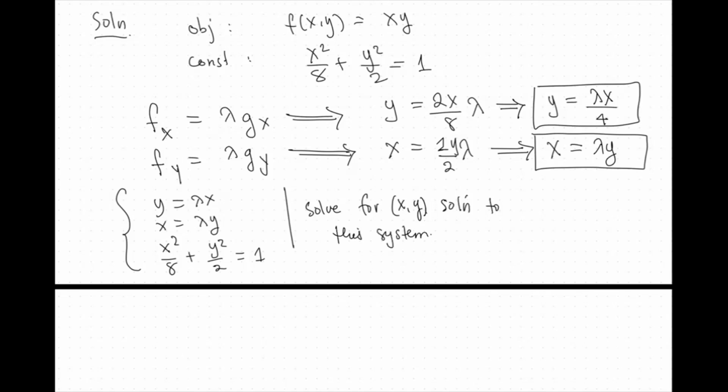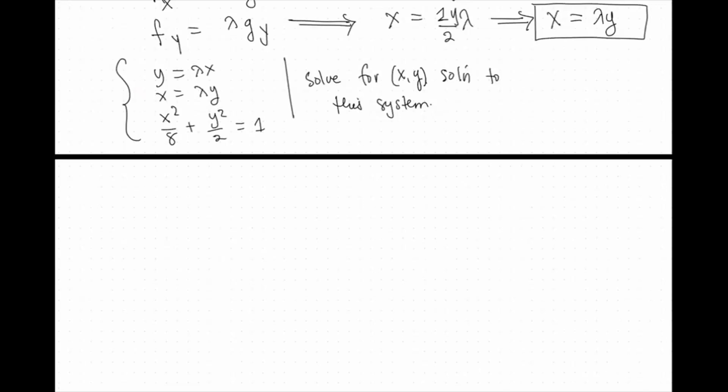So because this is not linear, you cannot put it in a matrix. So the standard way to do this is to solve for it, as I will illustrate below. First, let me label this equation 1, equation 2, and then equation 3. From equation 1, you get lambda is equal to y over x.